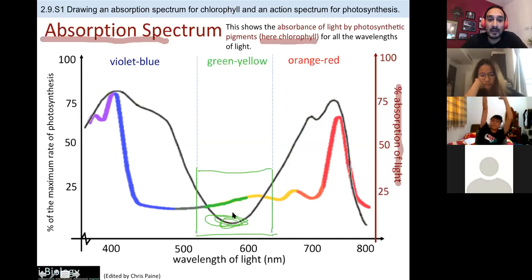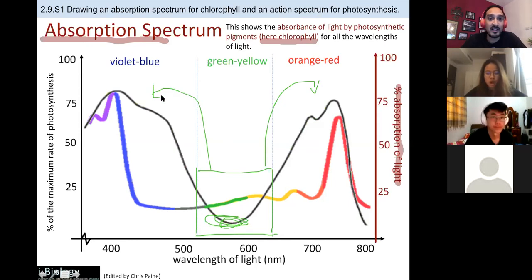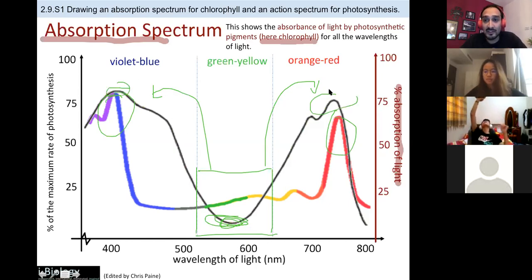Okay. And then what these two peaks are showing is just the opposite. The opposite is that it doesn't reflect blue and violet. It doesn't reflect red. What is it doing with that? We see high levels of photosynthesis when those kinds of light are shone on it. So we must assume that it absorbs it in order to do photosynthesis. Okay.